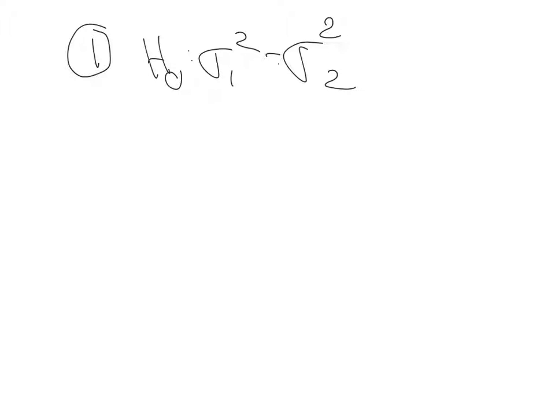So here's my hypothesis test for that. For my variances, you're going to have H0: sigma 1 squared is equal to sigma 2 squared, and Ha: sigma 1 squared not equal to sigma 2 squared. And it's always equals, not equals. It's the law.